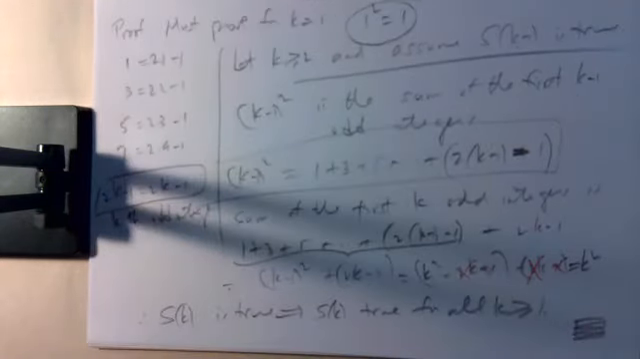So what I just proved is that if k minus 1 squared is the sum of the first k minus 1 odd integers, then k squared is the sum of the first k odd integers. So S of k minus 1 true implies S of k is true. So by induction, S of k is true for all k greater than or equal to 1. And that's the proof.